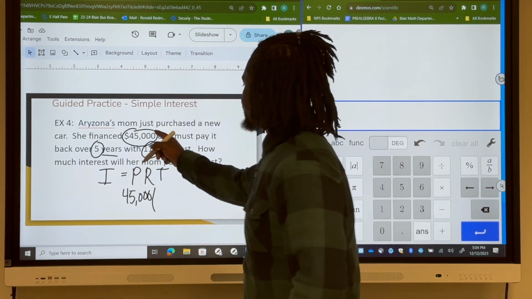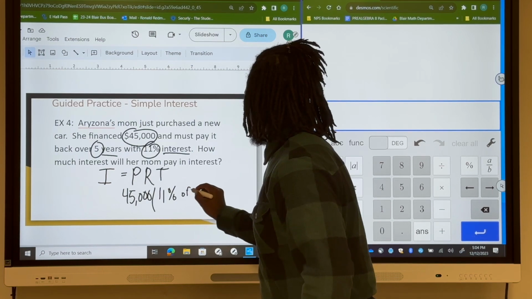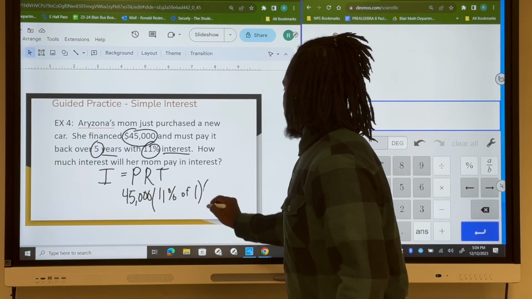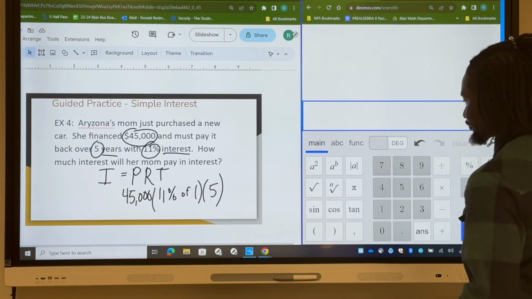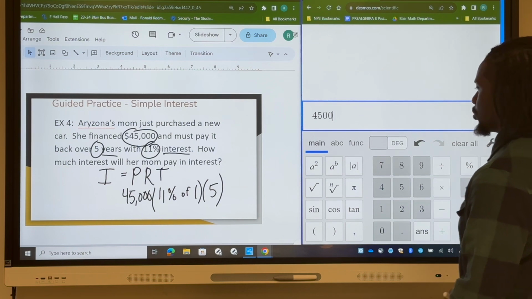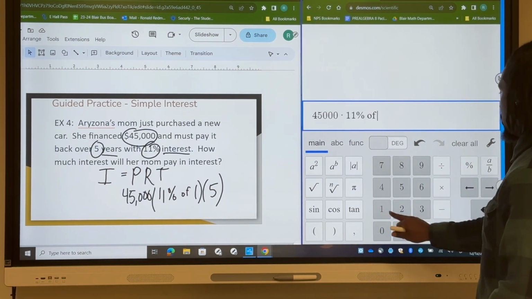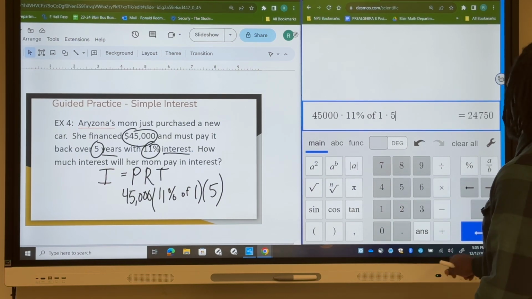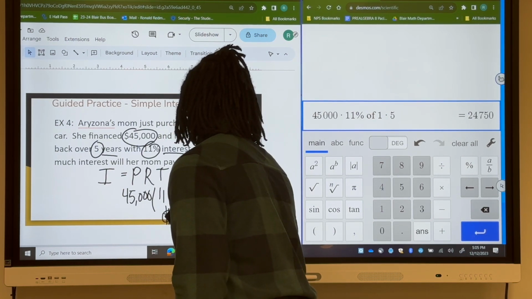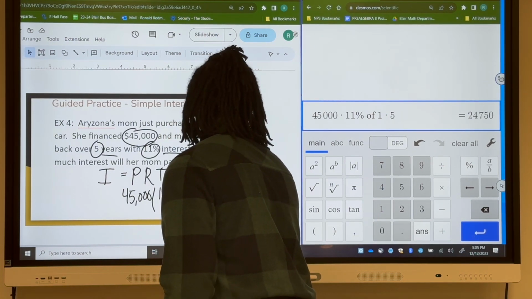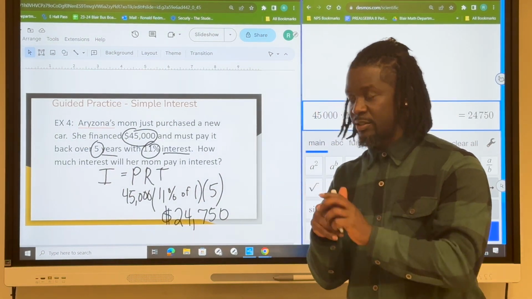45,000 is the principal. Percent, 11% of 1 times 5 years. That gives 24,700. So hold on. Guys, I want you to make sense of this.